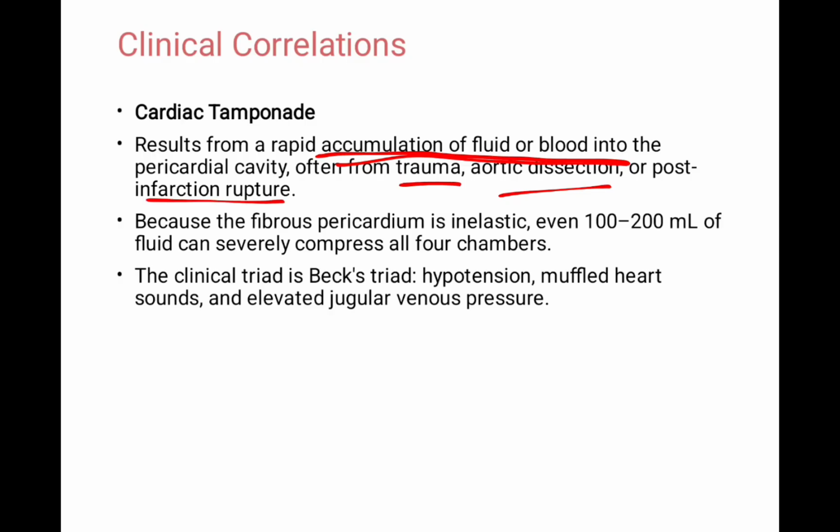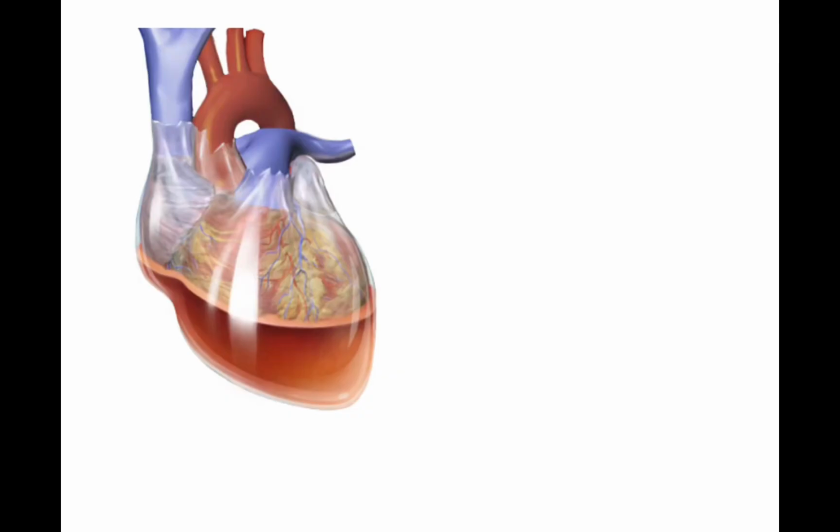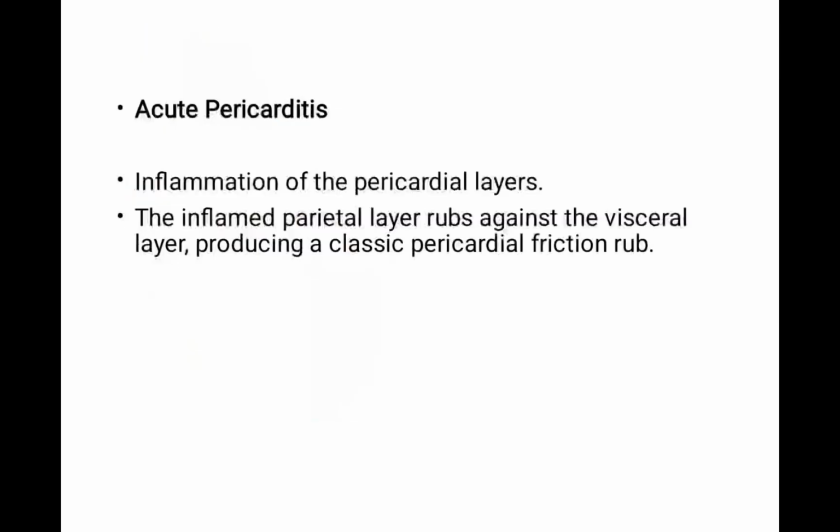Now, because the fibrous pericardium, we said, is inelastic and cannot expand, even just 100 to 200 mL of fluid in this space can severely compress all four chambers of the heart. The clinical triad of cardiac tamponade is called Beck's triad, where you have hypotension, muffled heart sounds, and elevated jugular venous pressure. So this is the heart with its sacs. See the blood inside the space. So there is compression on the heart.